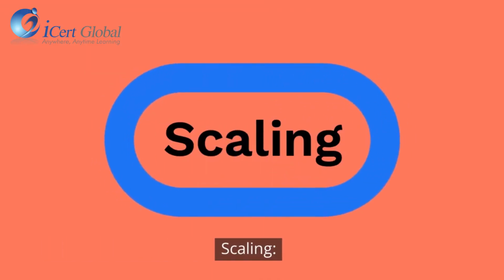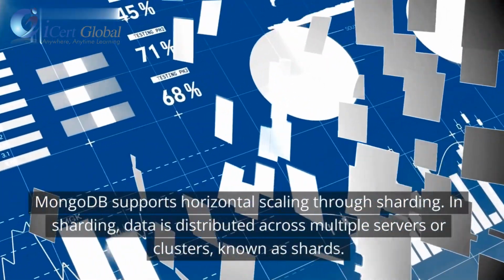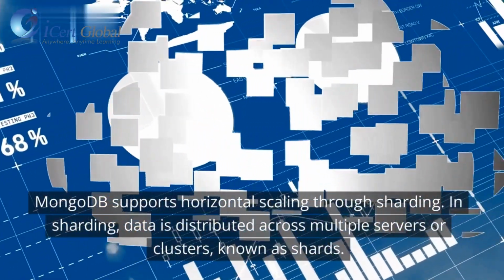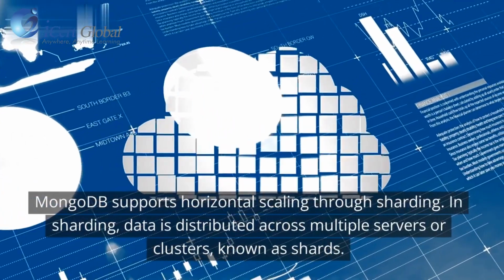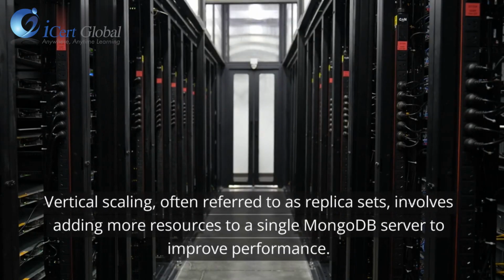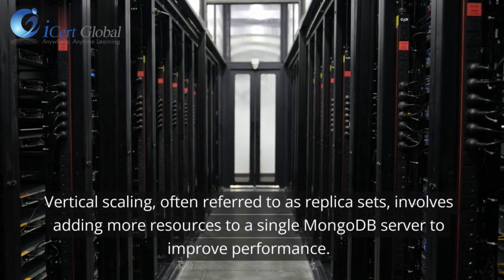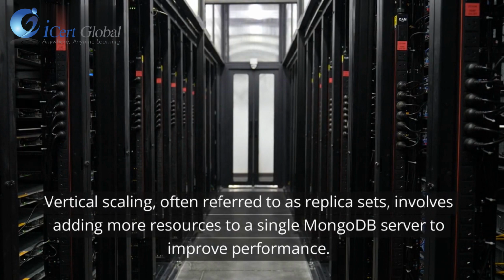Scaling. MongoDB supports horizontal scaling through sharding. In sharding, data is distributed across multiple servers or clusters, known as shards. Vertical scaling, often referred to as replica sets, involves adding more resources to a single MongoDB server to improve performance.